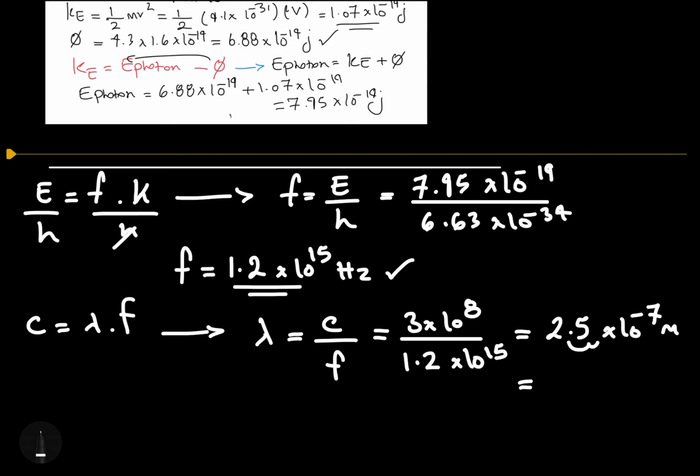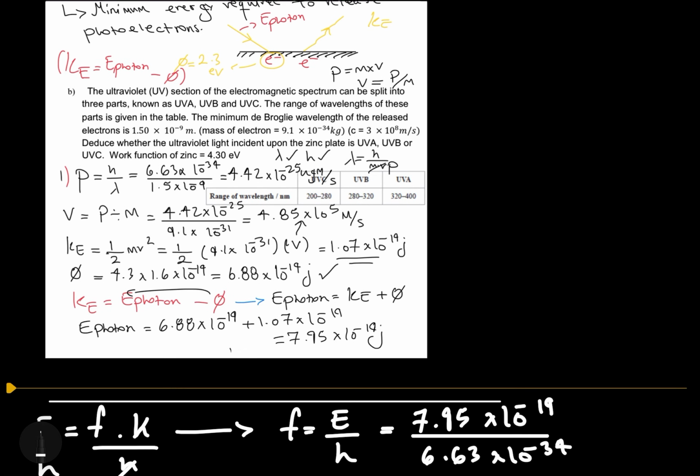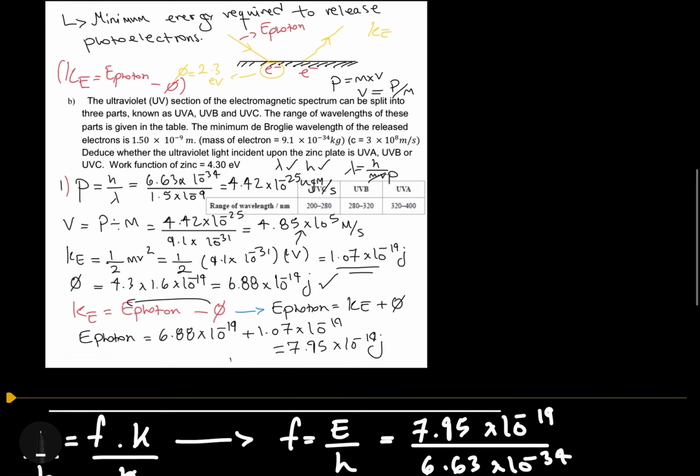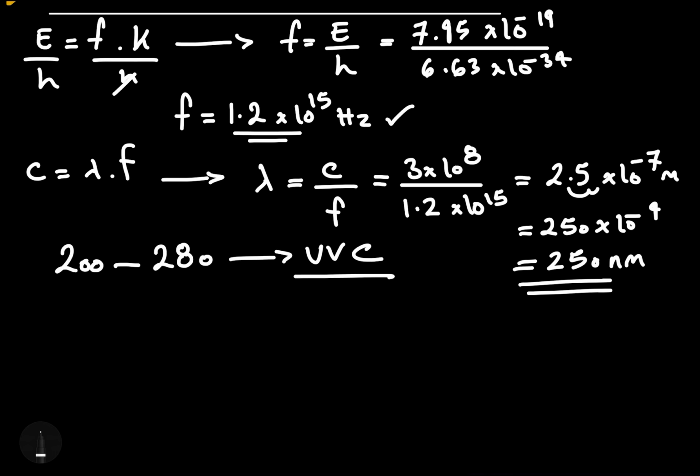And if you were to move this decimal place 2 places forward, you would get 250 times 10 to the power of minus 9, which is 250 nanometers, which means the light that originally hit the zinc surface was UVC, because the range of its wavelength is between 200 to 280. So because the range of wavelength of UVC is 200 to 280, the light is UVC. That's how you can deduce this question.